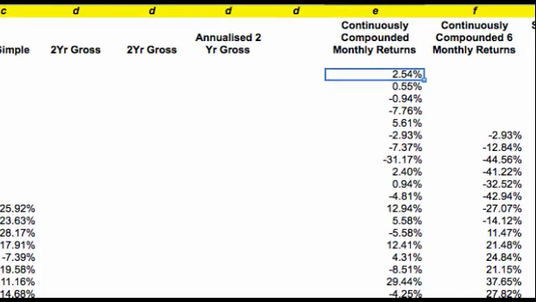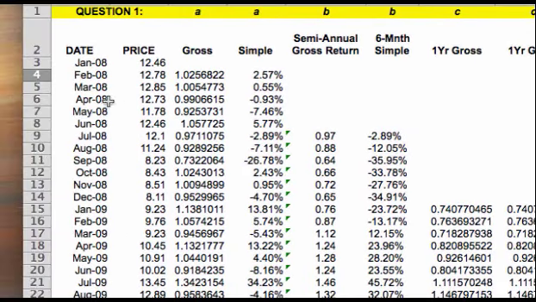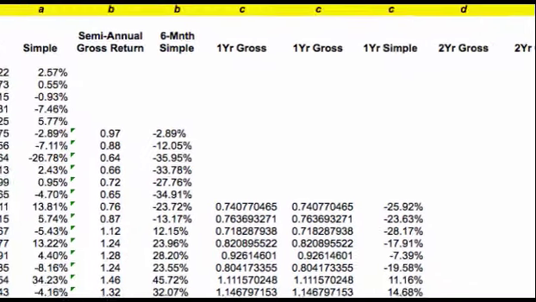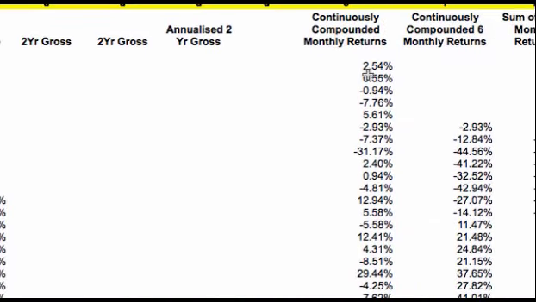So that 2.54% was achieved by taking the log of 12.78 minus the log of 12.46. That'll give us the continuously compounded return for that particular period. And that can happen for every successive month. So that's the continuously compounded monthly return.